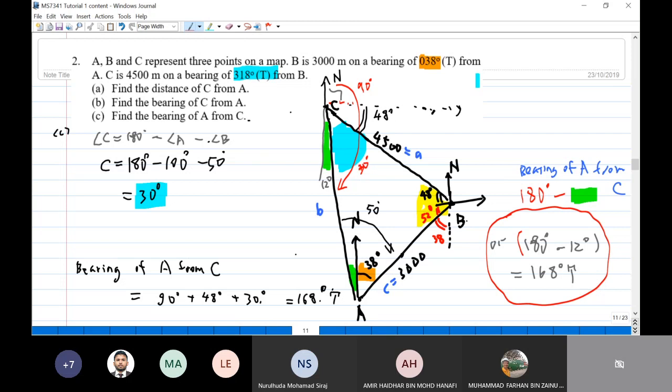So same answer, right? So a different way of doing this calculation. So I just take this picture for you, so you know there are at least two methods to find the bearing. Okay, so this is question 2.